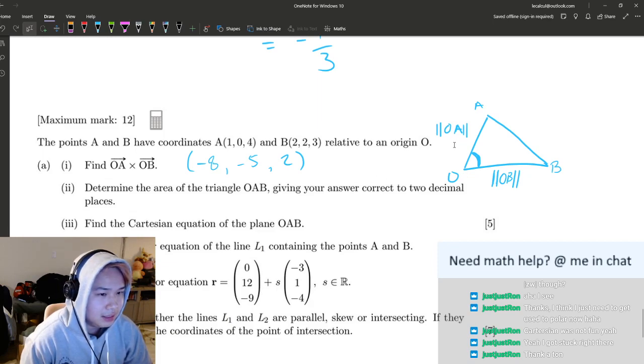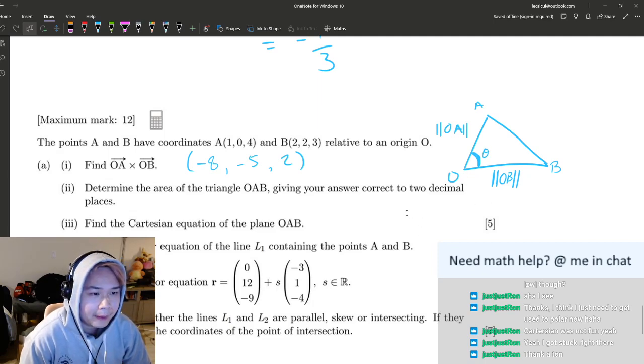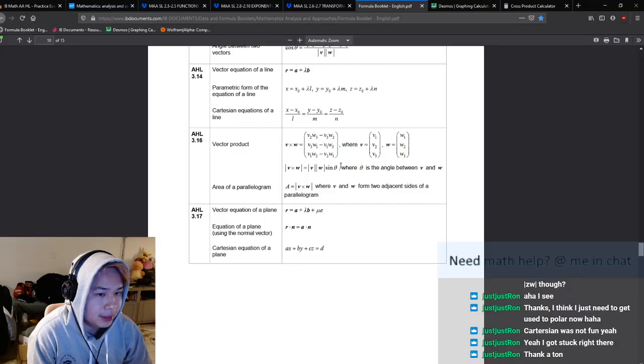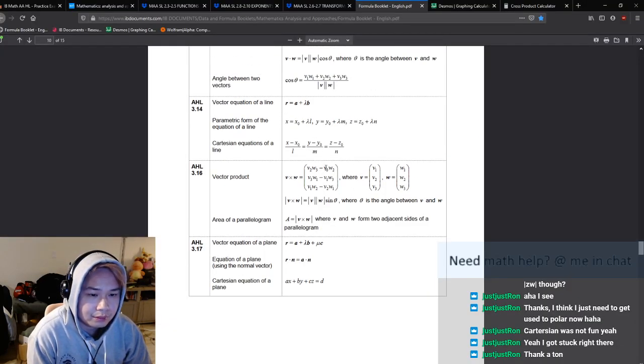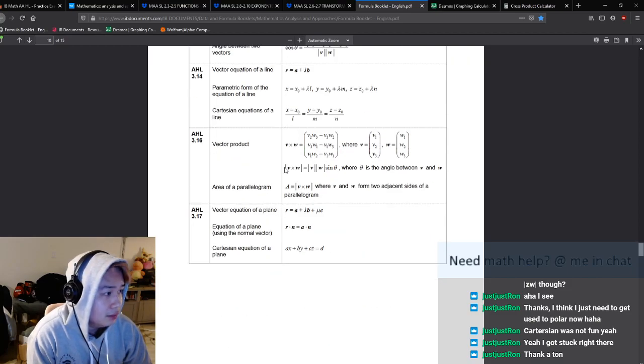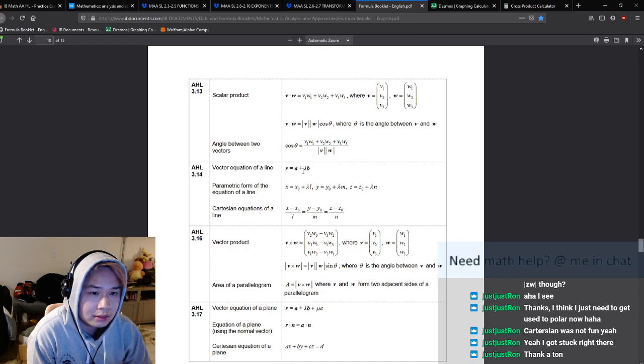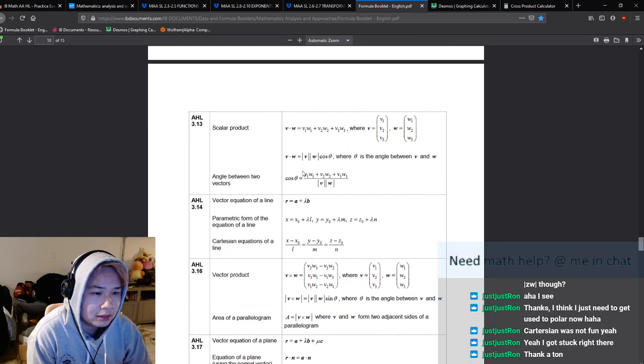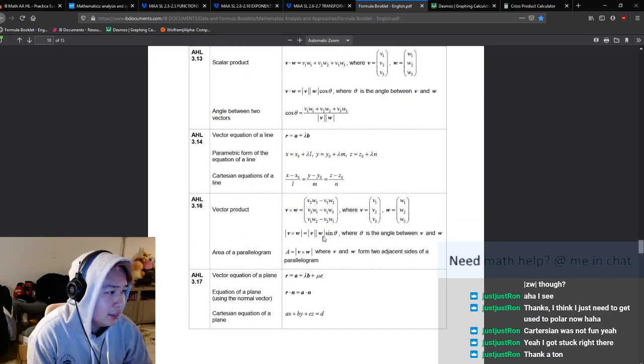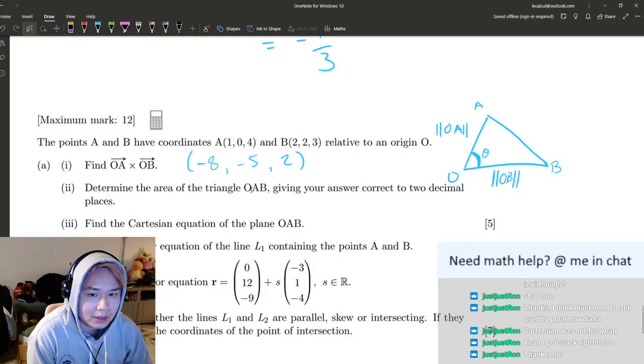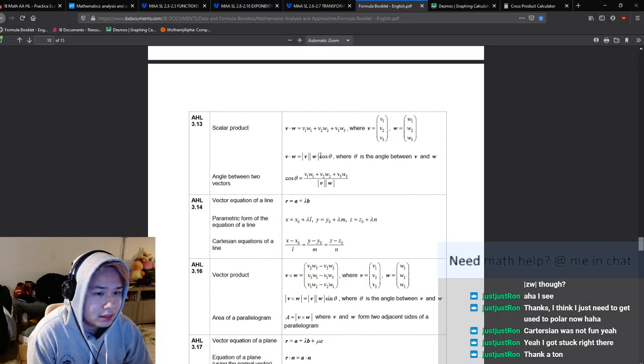Okay, so let's continue. I also need to find this angle in between vector OA and OB. And if you check your formula book, there are two ways we can do it. We can use the scalar product to find theta, or we can use the vector product to find theta. And because we already did the cross, maybe we want to do the cross. I'm not sure yet.